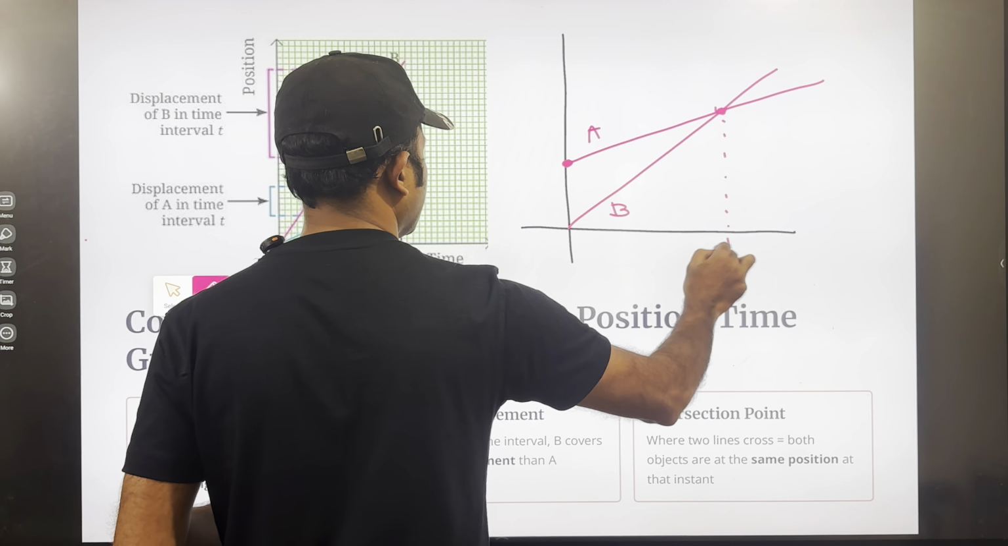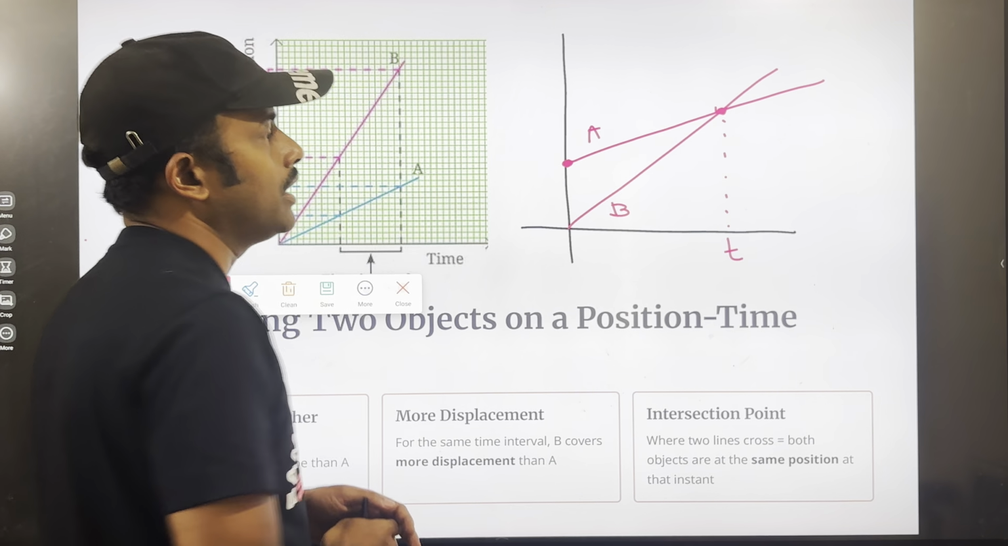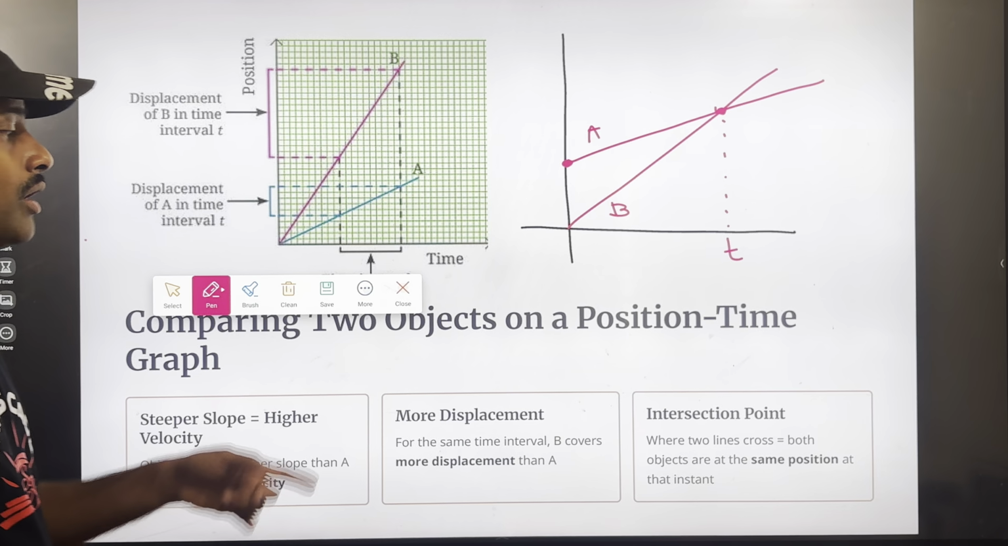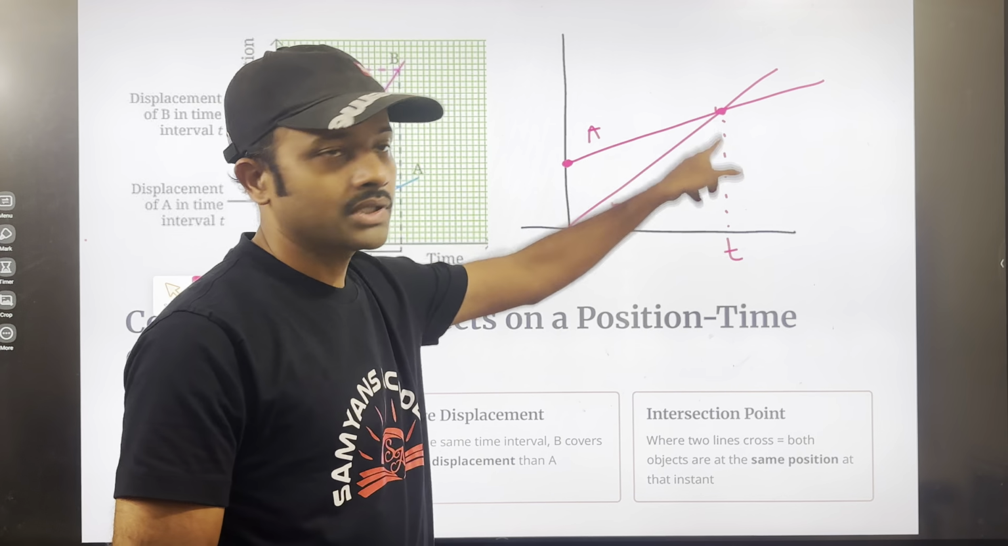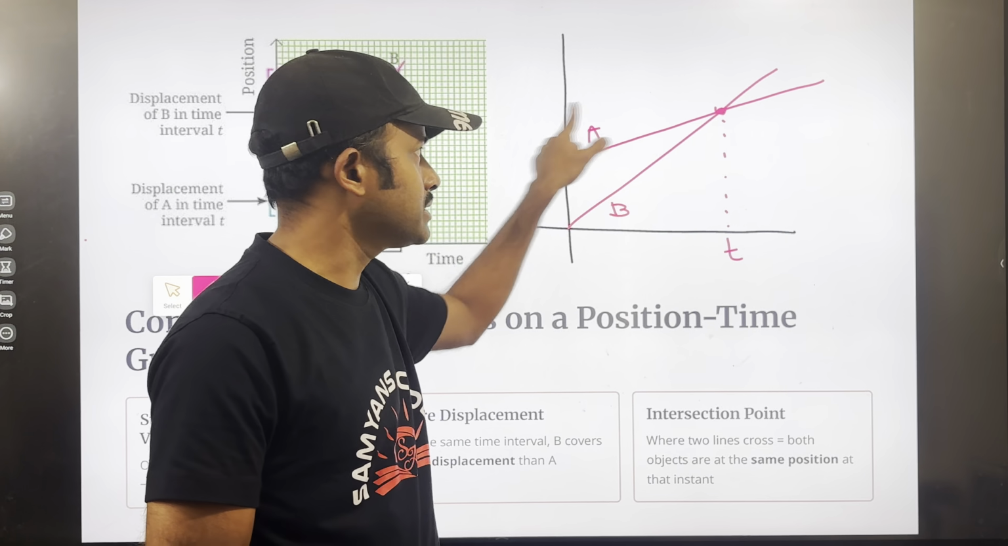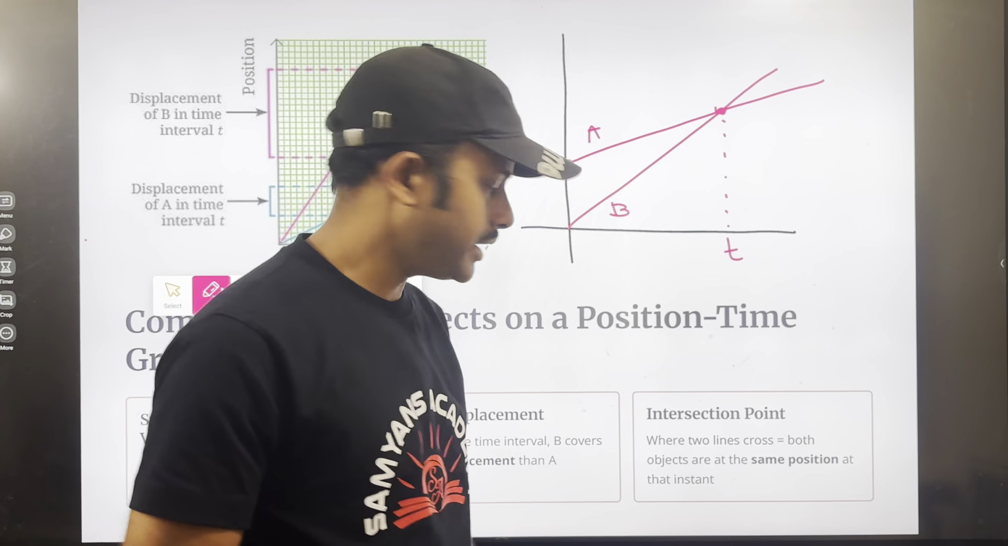At this instant of time, the objects are at the same position, right? At this time, the objects are at the same position. They are meeting here, right? Like that.